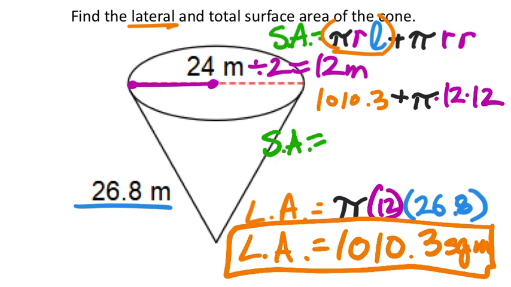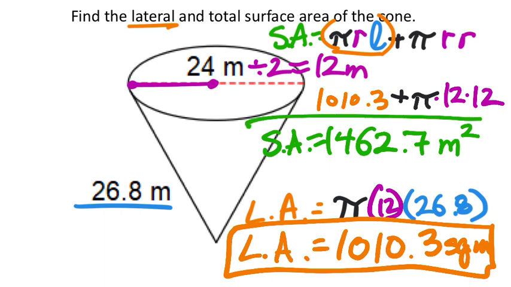1010.3 plus pi times 12 times 12. And I get 1,462.689, so I'm going to round that to 7 right there. But again, we got square meters on that. So LA, the lateral area, 1,010.3 square meters. And in green, the total surface area is 1,462.7 square meters.